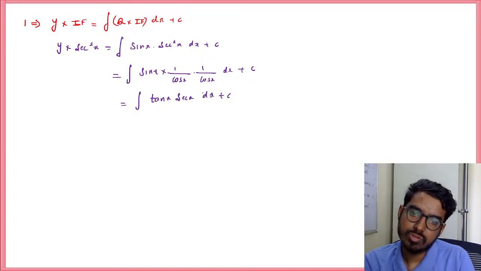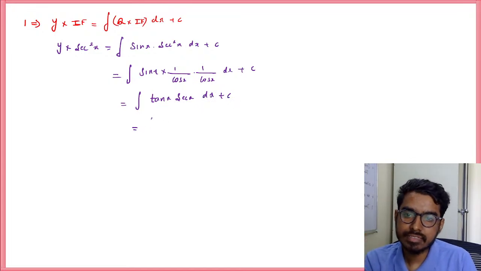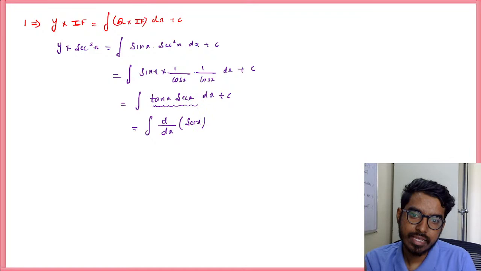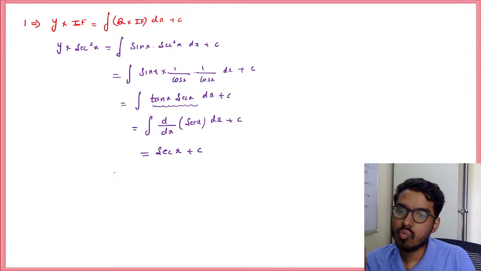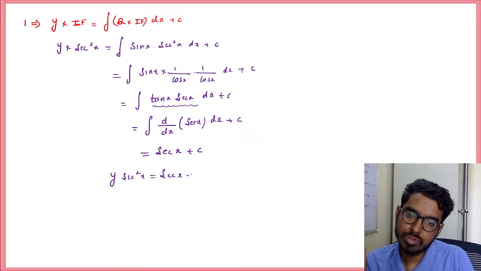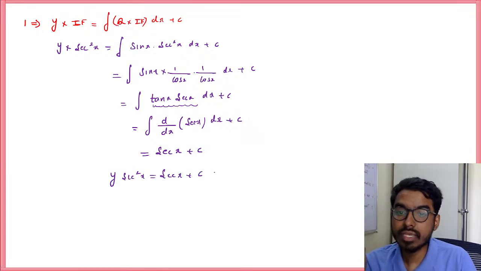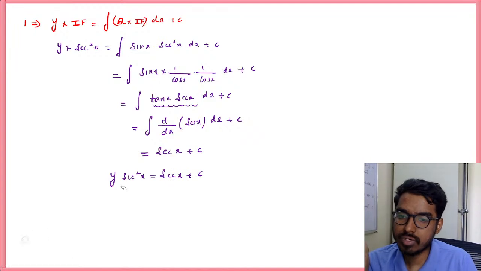dx plus c. So integration of secant x tan x is what? d by dx of secant x, right? I can write tan x secant x as d by dx of secant x. Derivative of secant x is secant x tan x, into dx plus c. So these two will get cancelled. So we will have secant x plus c. So therefore, y into secant square x is equal to secant x plus c is the required solution. We need to find the value of c also, right?